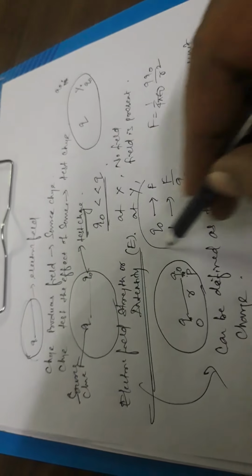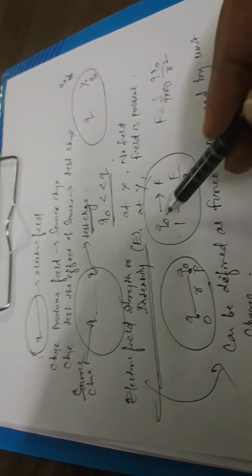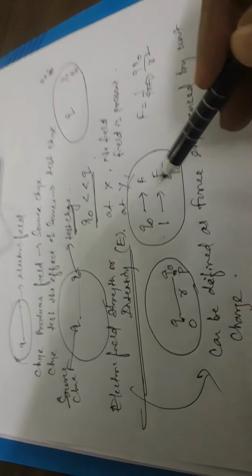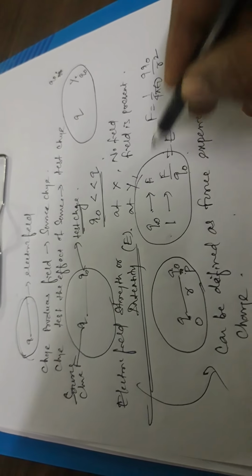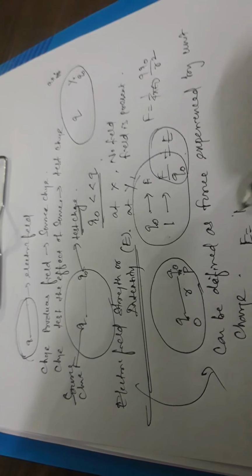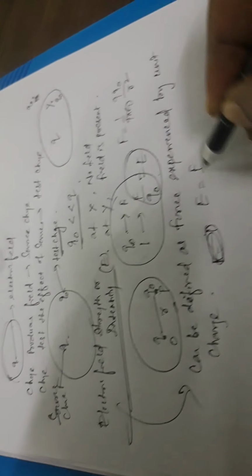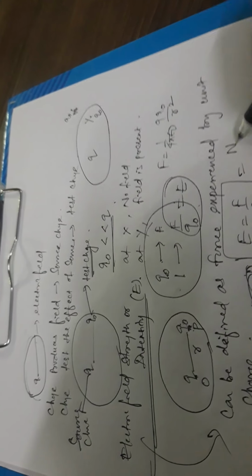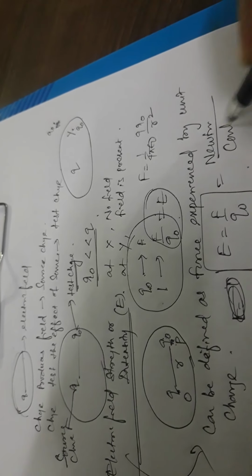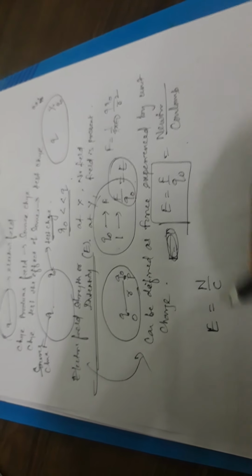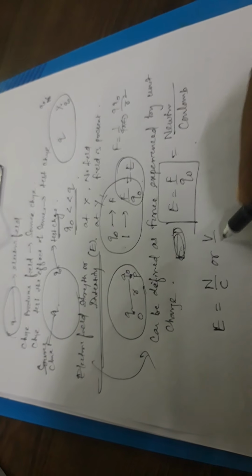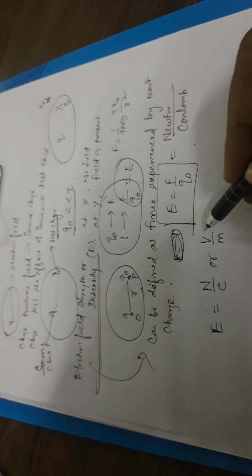So as I said, for Q0 amount of the test charge, the force is your F, and for 1 it is your F by Q0. So that's why this is called electric field intensity, or E is equal to F upon Q0. Now this will be Newton and this will be Coulomb. So electric field intensity unit is Newton by Coulomb, or sometimes it is also called volt by meter. How it will be volt by meter, I will tell you in the next chapter.